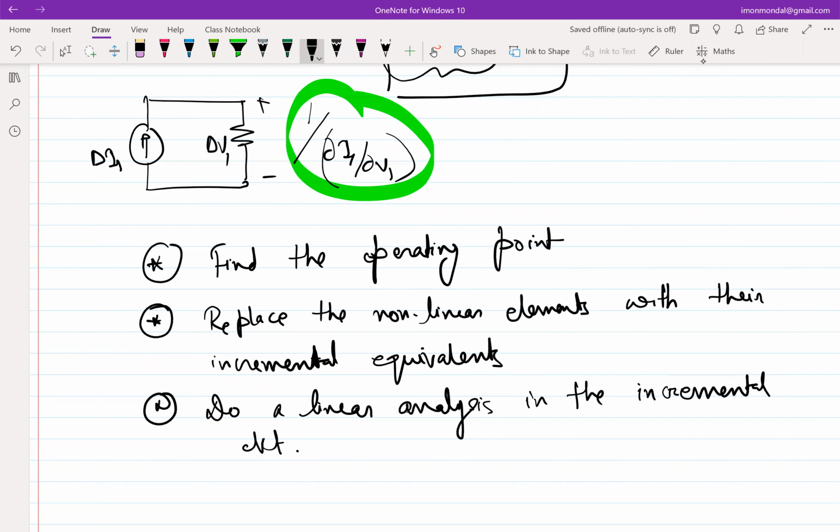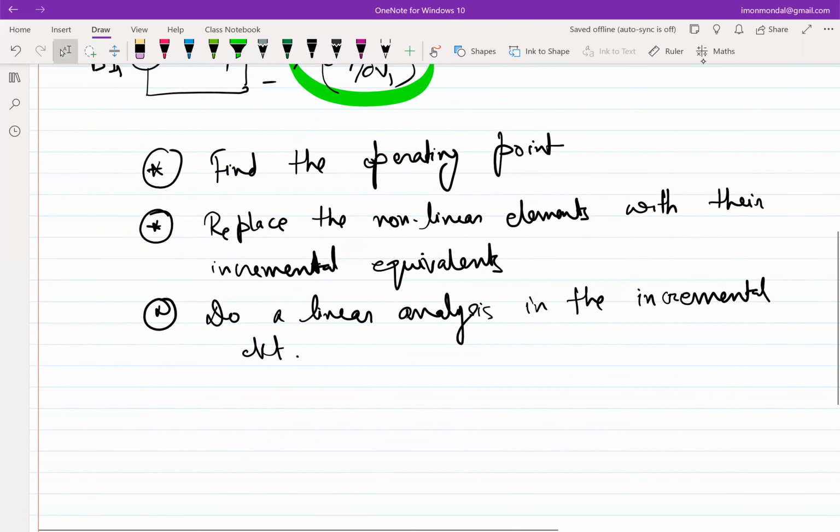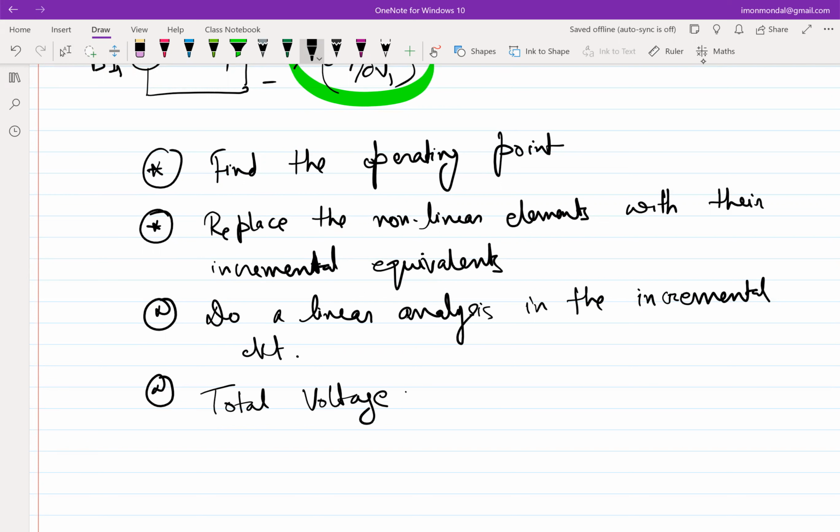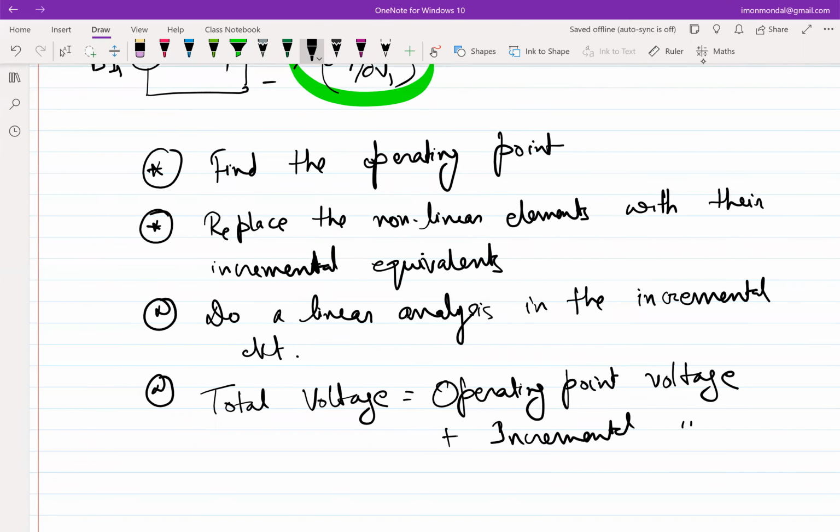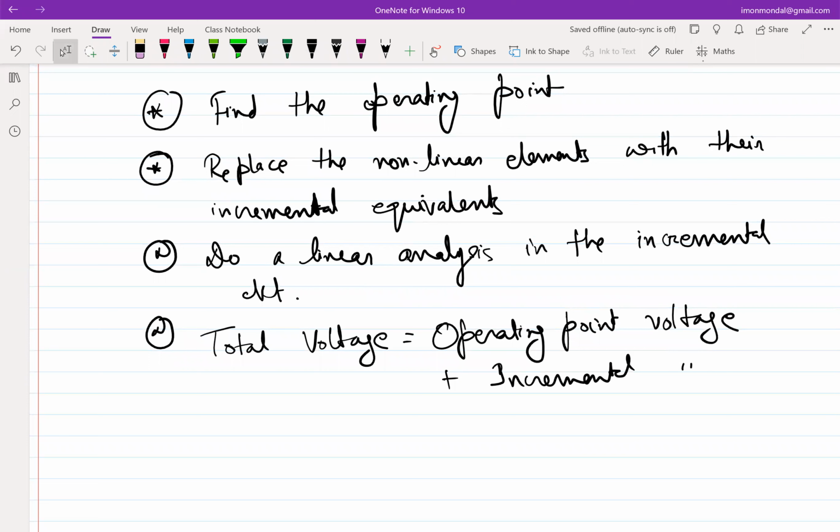And then what is the last step? You have to find out the total voltage and the total current at the operating point with the increment, right? So essentially what we are saying, the total voltage will be equal to operating point voltage plus incremental voltage. Or similarly, total current will be operating point current plus incremental current. Okay. So this essentially is what we have been doing for the last couple of classes. Any questions?